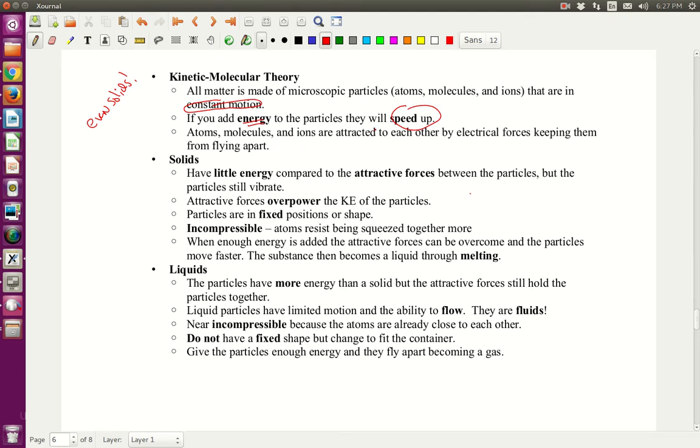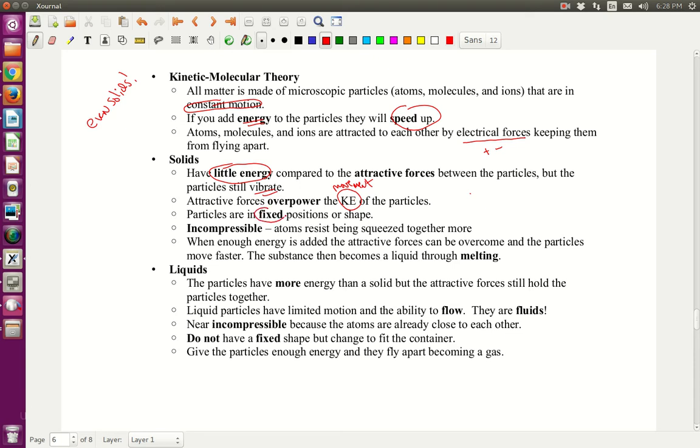Atoms, molecules, and ions are attracted to each other by electrical forces, positives and negatives, and it keeps them from flying apart. Okay? Solids have very little of this energy compared to their attractive forces. That means the things that are holding them together are stronger than the energy they have to fly apart. But they still vibrate. Attractive forces have to overpower the kinetic energy, that's that movement energy, remember that? Of the particles. So if the particles are trying to fly apart, but the movement energy is not strong enough, the solids are going to stay stuck together.